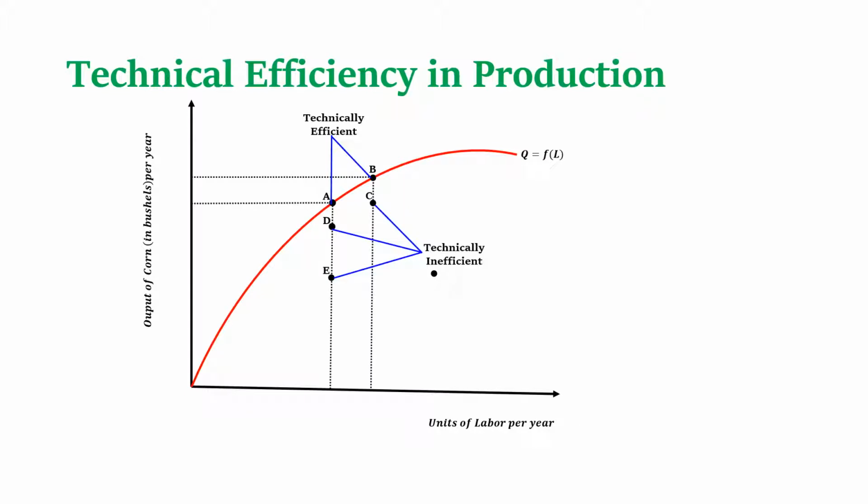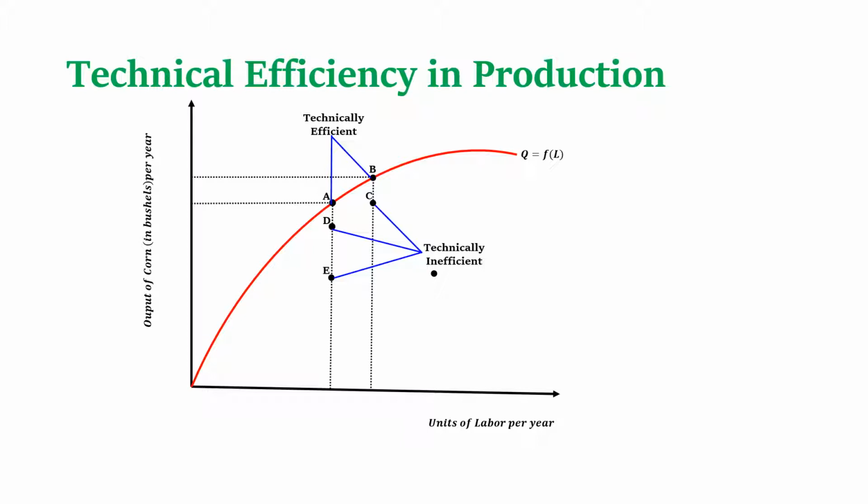Now let's look at a typical production function here. Looking at this diagram, we have points on the production function. Points on the production function are referred to as technically efficient points of production, and points below the production function are referred to as technically inefficient points of production.